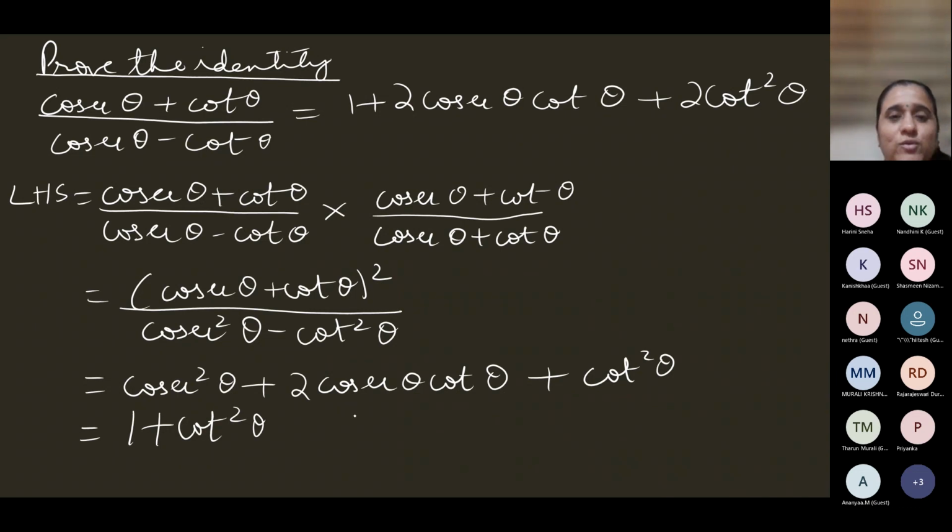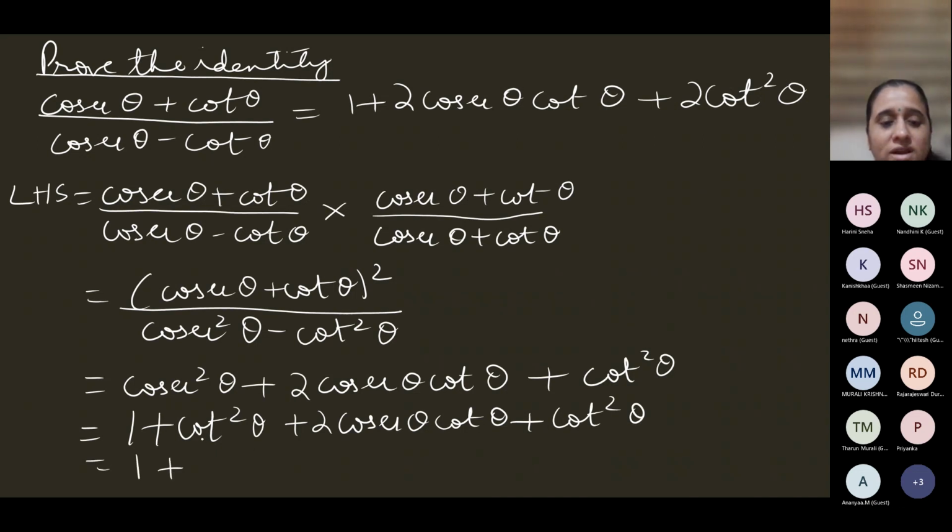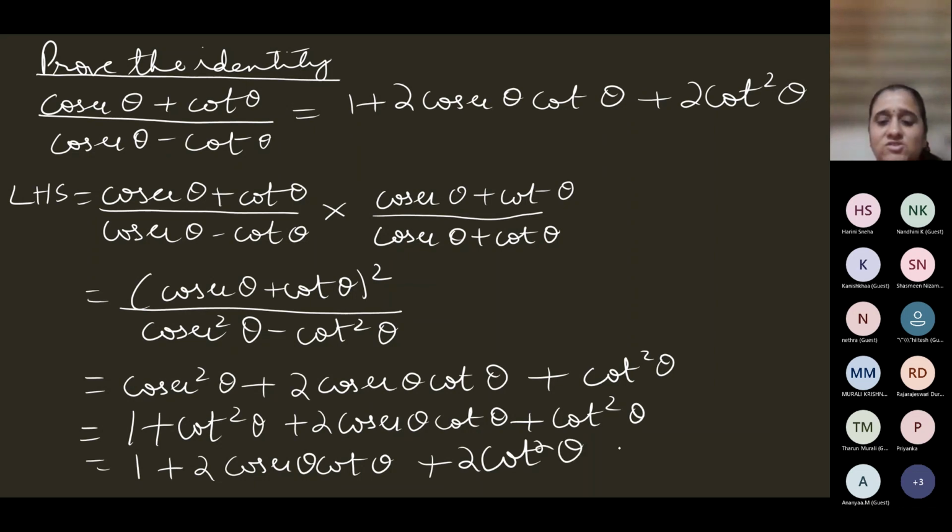So cosecant square theta is equal to 1 plus cot square theta, and write the rest as it is. Now you get 1 plus, we'll write it in the same order as it is in the RHS. So 1 plus 2 cosecant theta cot theta, and cot square theta plus cot square theta is 2 cot square theta, which is equal to the RHS, hence proved. Yes or no? Yes. Please write down, children.